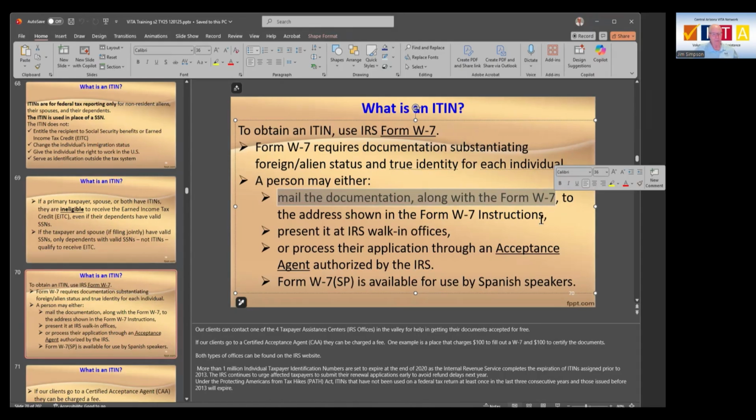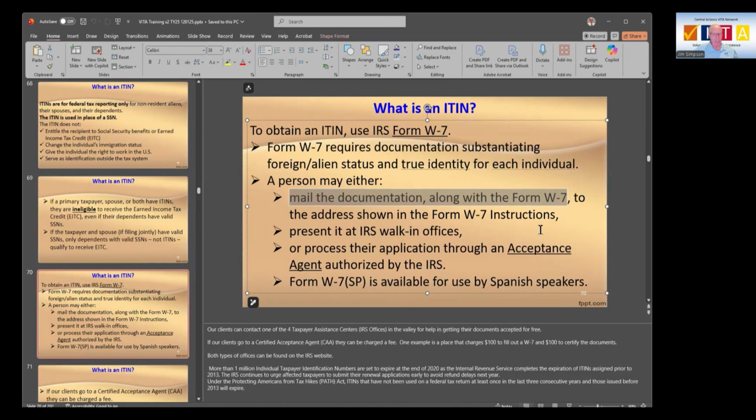But think about this. Would you mail your passport to the IRS, especially if you're here on a visa or something? Not a good idea. You could also go and present it in an IRS walk-in office, but you need an appointment, and that can be complicated.